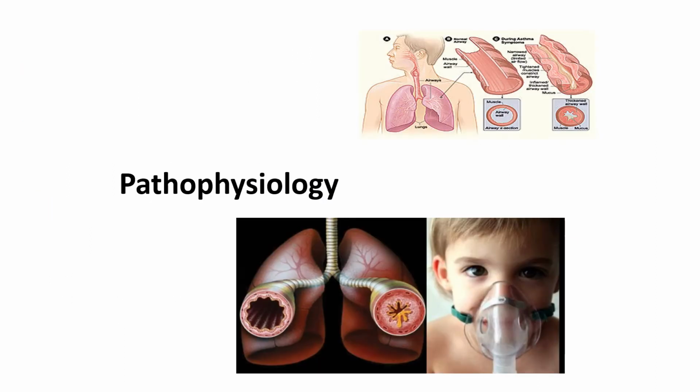Now let us understand the pathophysiology of bronchial asthma. And the idea of understanding the pathophysiology of bronchial asthma, as I have told you again and again, is to understand about the drug targets, how drugs can benefit in bronchial asthma. You can understand only when you have a clear understanding about the pathophysiological aspects of bronchial asthma.